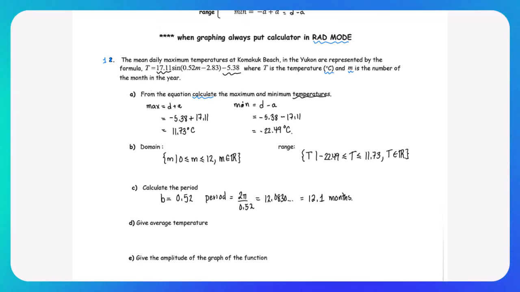Next question. What is the average temperature? Oh, there's that word average again. So to find the average temperature, we're going to find the median value or the D value. Well, that one we don't even have to look at anything other than the D value on the equation. No calculation necessary. So the average temperature is negative 5.38 degrees Celsius.